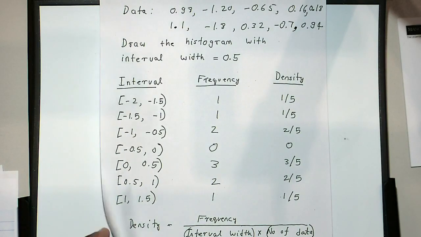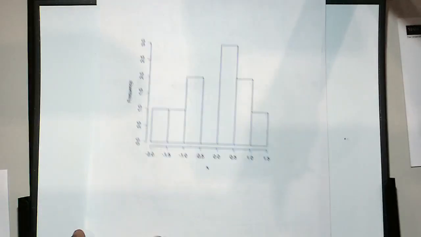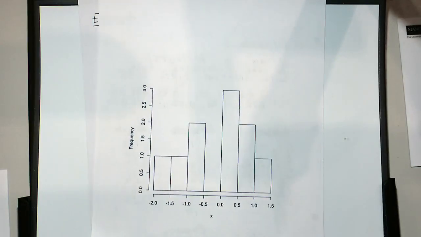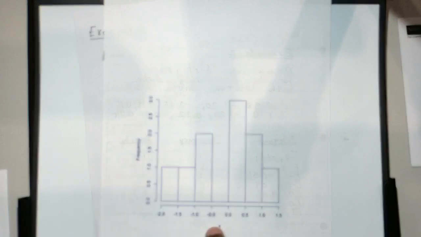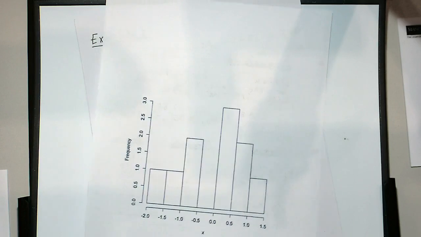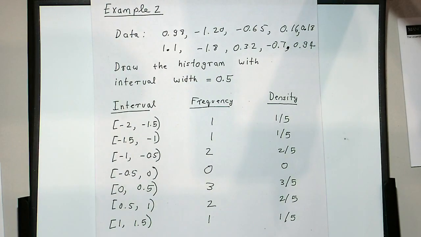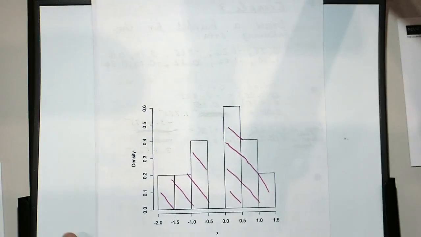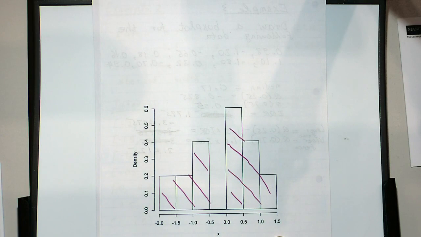So the next thing you need to do is just to plot the frequency versus the interval. So if you do that, this is the plot that you will get. You should plot frequency on the y-axis and the intervals on the x-axis. This is what you will get, right? And if you plot the density versus interval, then this is what you will get. So here you have the density on the y-axis and the interval on the x-axis.